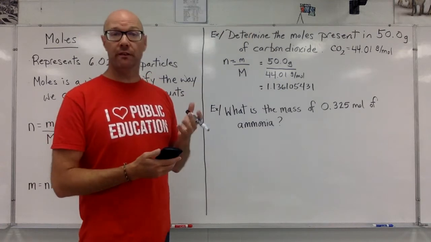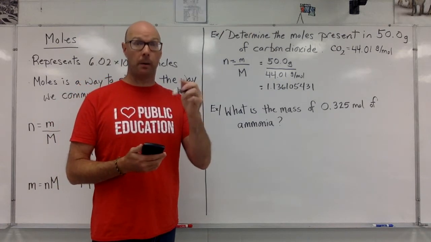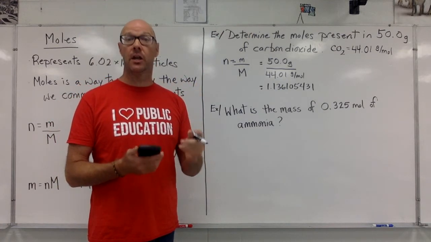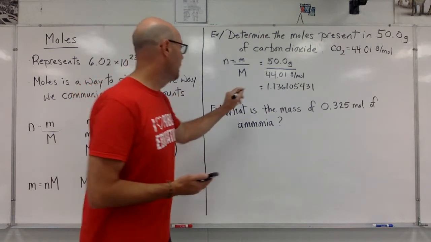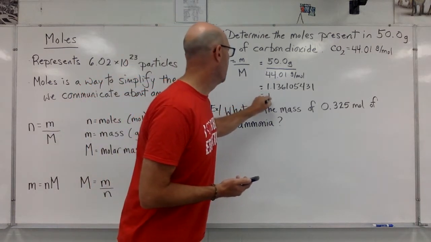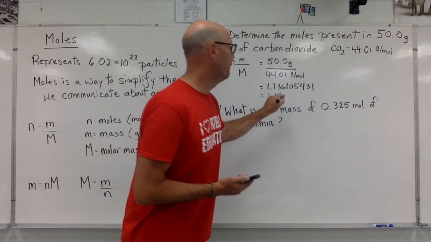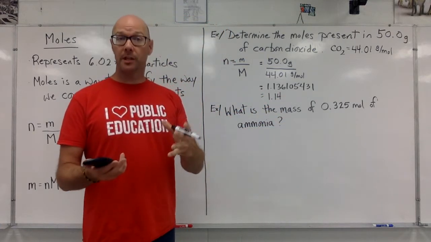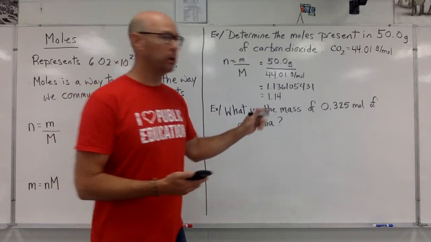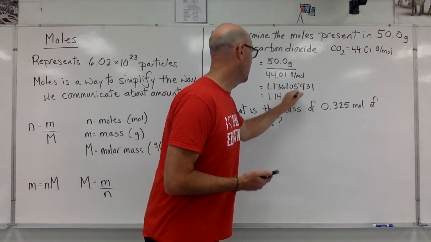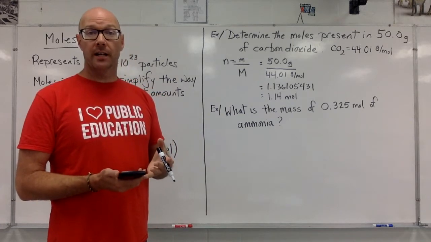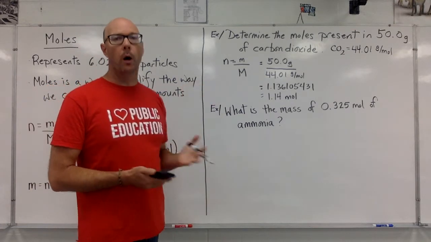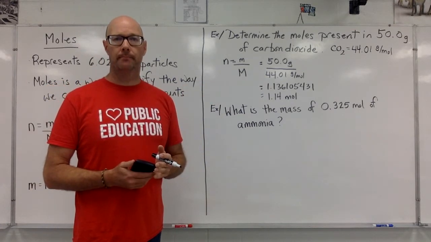In the question, 50.0 has 3 significant digits. So my answer, I need to round off to have 3 significant digits as well. Here is 1.14, and these are the moles that we calculated with the units mole, M-O-L. 50 grams of carbon dioxide is 1.14 moles of carbon dioxide.